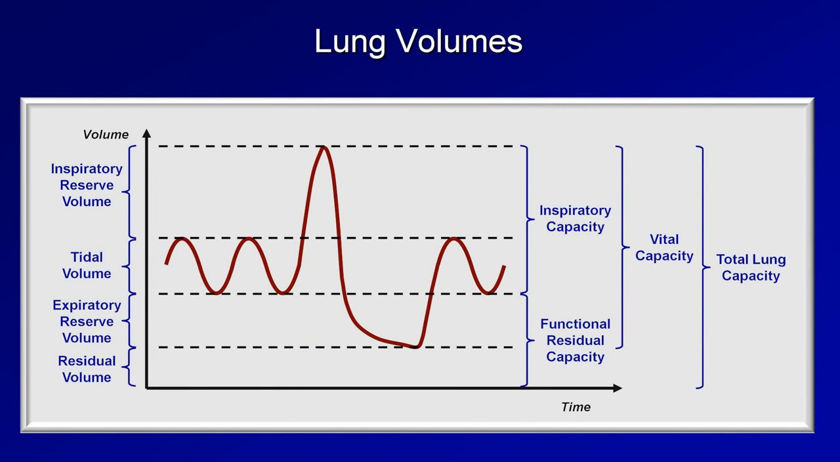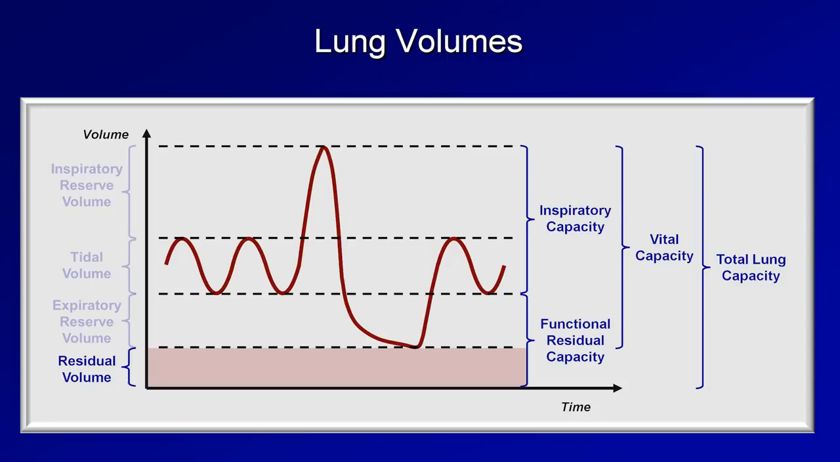This chart is probably starting to look pretty familiar. In the last video on spirometry, I discussed the vital capacity, which is the sum of the tidal volume and the inspiratory and expiratory reserve volumes. However, there is one volume that spirometry cannot measure, the residual volume. That is, the amount of air left in the lungs when the person has exhaled as completely as possible.